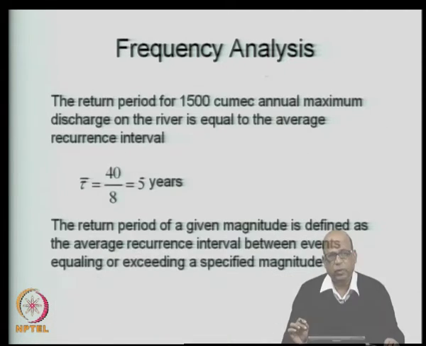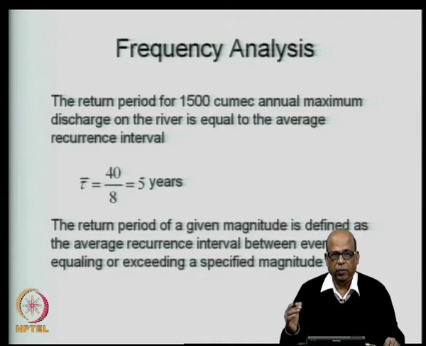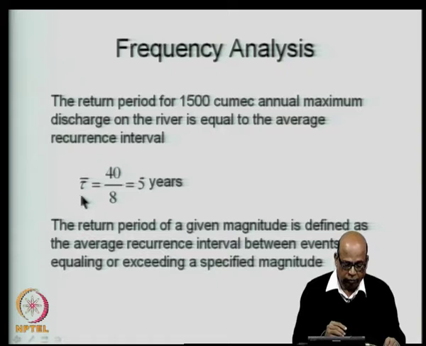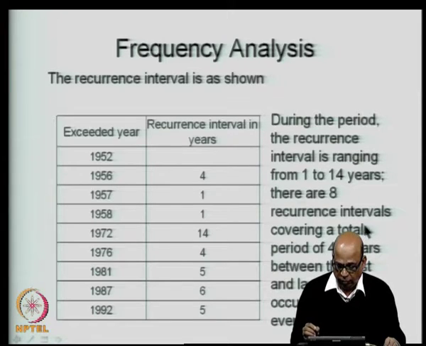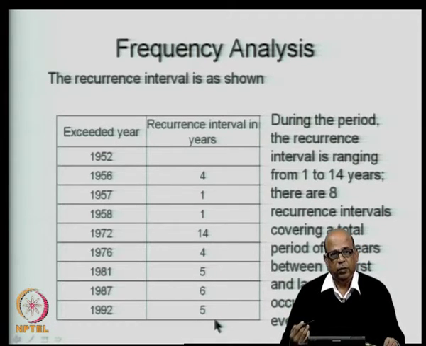Therefore, the average recurrence interval is 40 divided by 8, which is 5 years. This is the average recurrence interval, covering 8 recurrences over a period of 40 years between the first and the last occurrences. So, that is the idea of obtaining the recurrence interval.